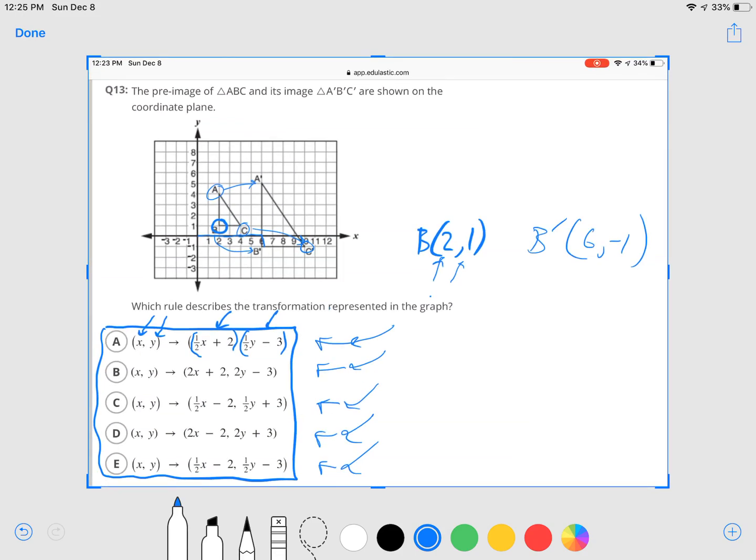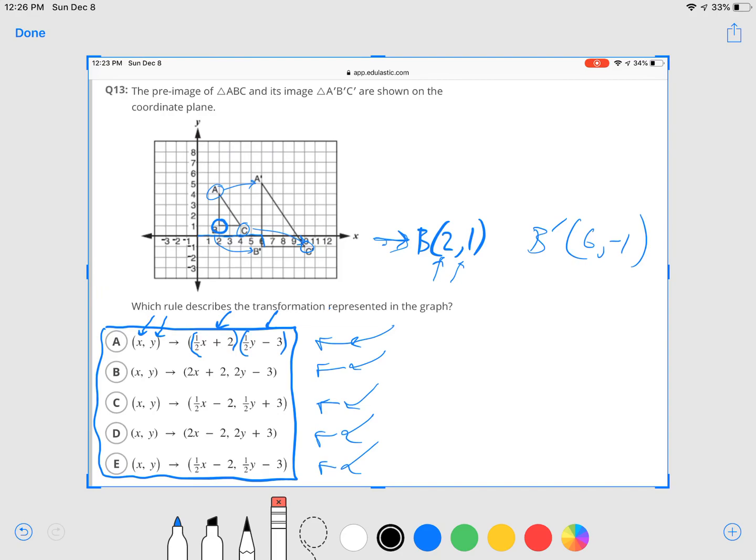Now, if you really wanted to be 100% sure of which rule it is, you can't just do it for B. You'd have to do it for A, and you'd have to do it for C. But in this particular case, if you try B, only one of them works. So we're just going to focus on B.